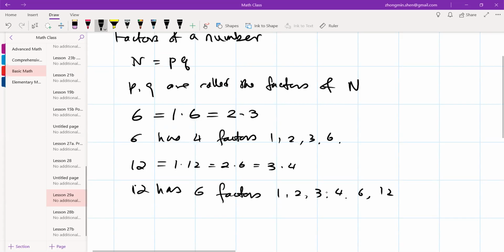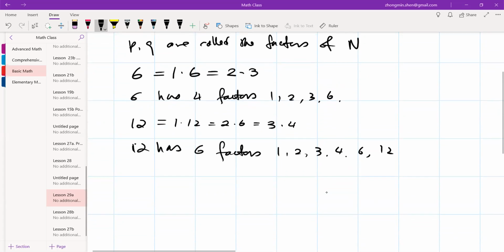Right? So we have 2 questions. One is, given a number, how many factors does the number have? Another question is, can you list all of them? So, given a number, how do we find the number of the factors?